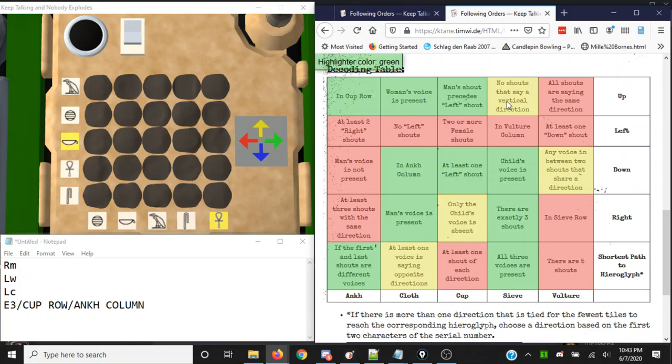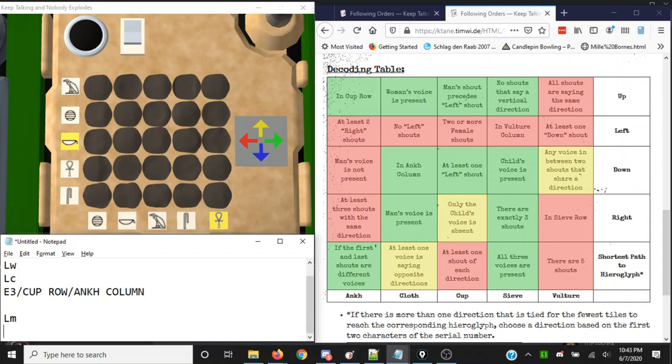No shouts say a vertical direction. Indeed not. Up and down would be the vertical directions here, so that's true. Any voice in between two shouts that share a direction? No, that's false. I beg your pardon. That is false. You need a sandwich such as left man, it doesn't matter, left anything, left something.